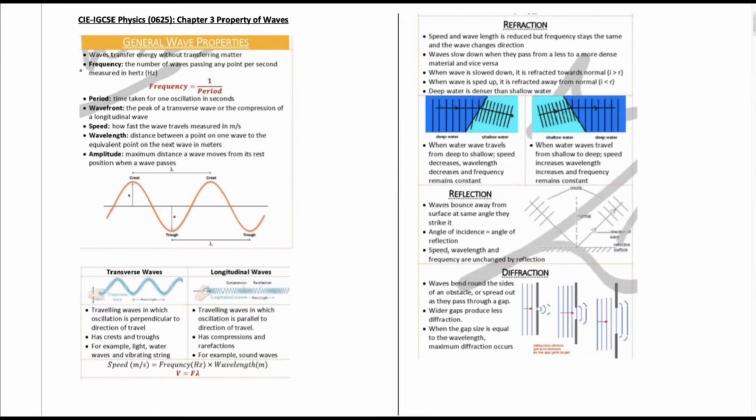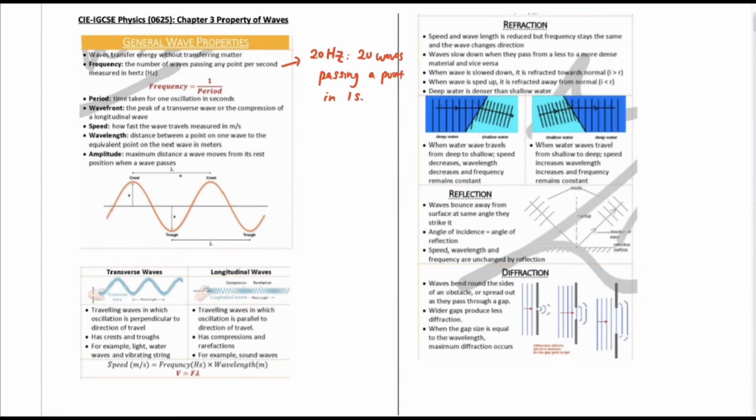Okay, second point, frequency. The number of waves passing any point per second, measured in hertz. So to understand frequency, I give one example. Let's say you have 20 hertz. 20 hertz means 20 waves passing a point in 1 second. 20 waves.